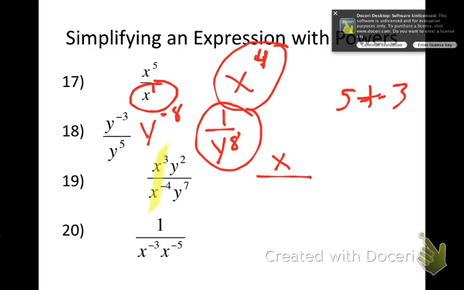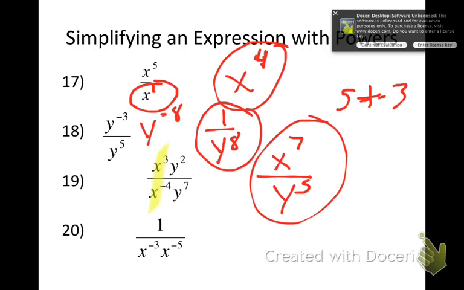I have y to the second, y to the seventh. Which one's larger, Justin? So I know my y is going to stay in the denominator then. Just by looking at that, I can see when I move stuff around, this is where it's going to stay. So 3 minus a negative 4 gets me x to the what, Justin? 7th. Good work. And then y to the second over y to the 7th. 7 minus 2 gets me y to the what, Justin? Y to the 5th.